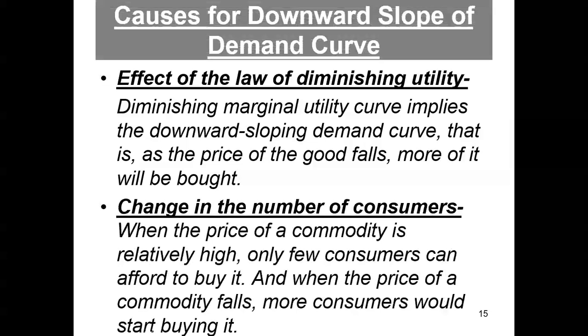Next, change in the number of consumers. When the price of a commodity is relatively high, only a few consumers can afford to buy it, and when the price of the commodity is less, more people are going to start buying it. So that is why the demand curve slopes downwards.